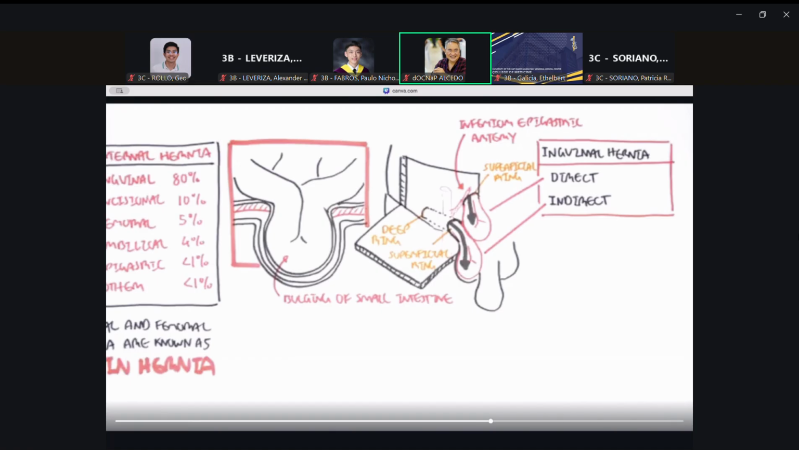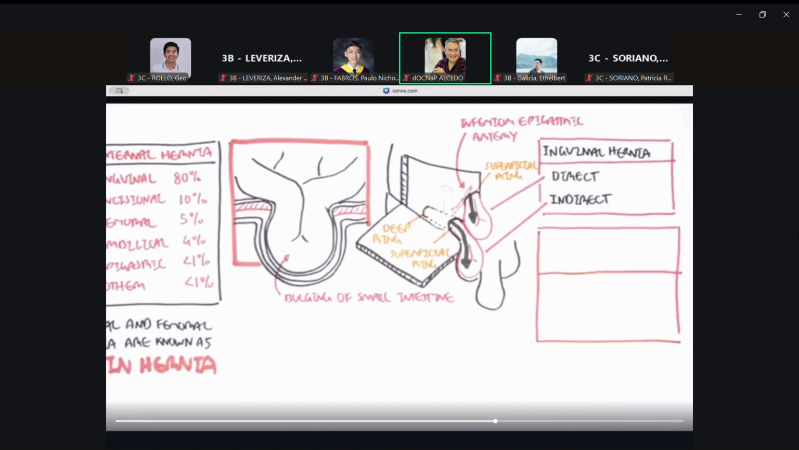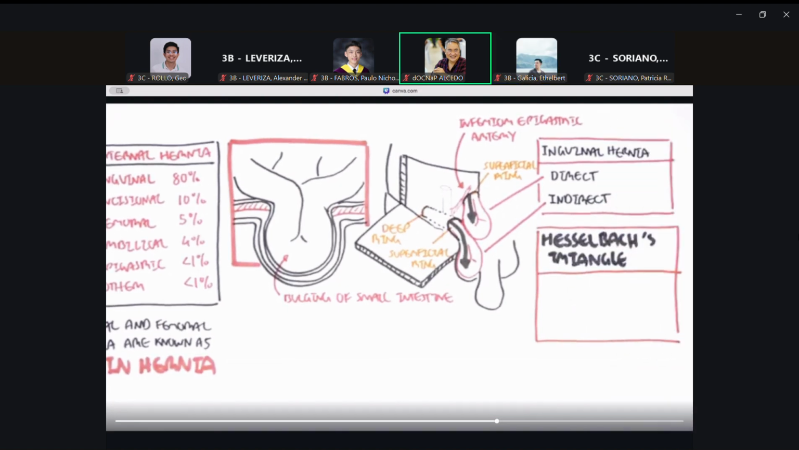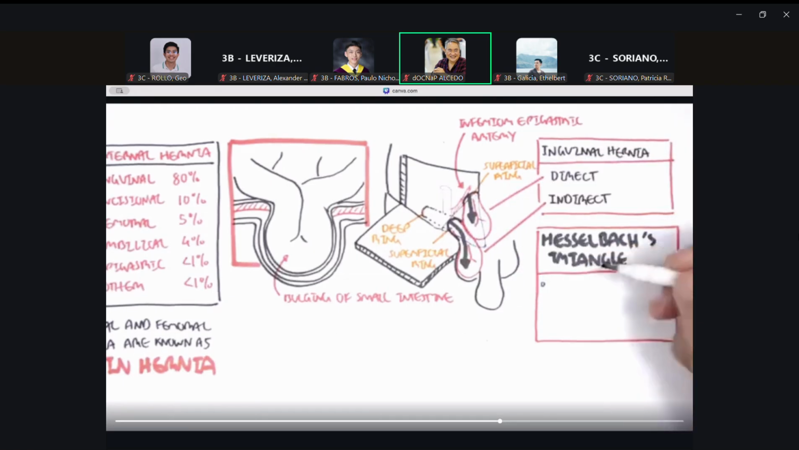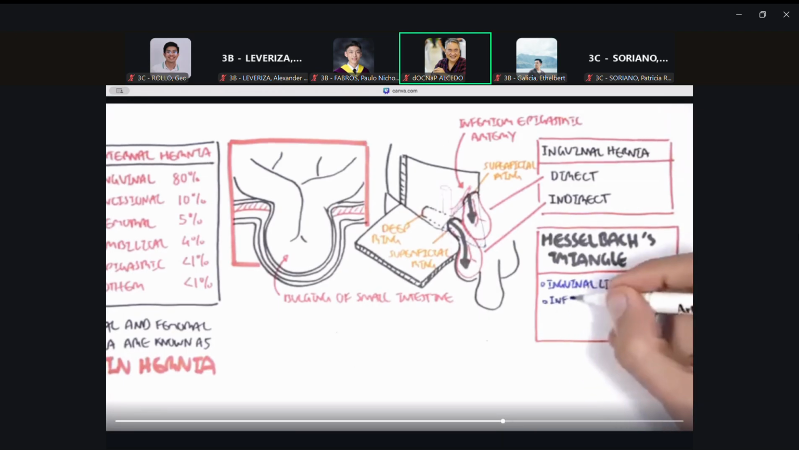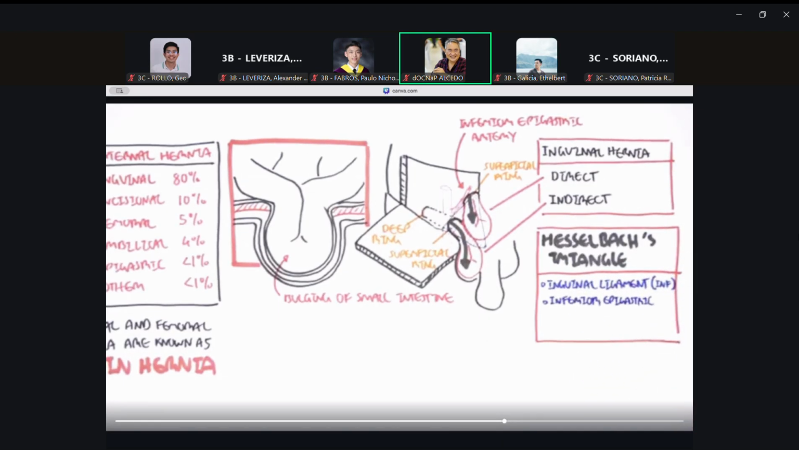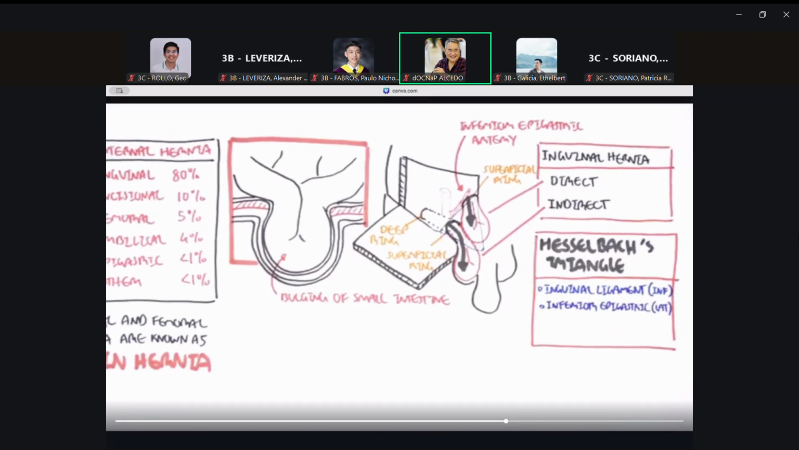Now, an important landmark area, important region to know, to remember for hernias, is known as the Hesselbach's triangle. And so the borders of the Hesselbach's triangle is the inguinal ligament inferiorly. You have the inferior epigastric laterally, and then you have the rectus abdominis medially.